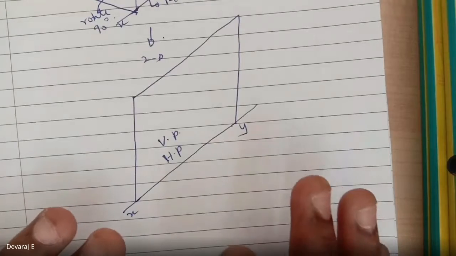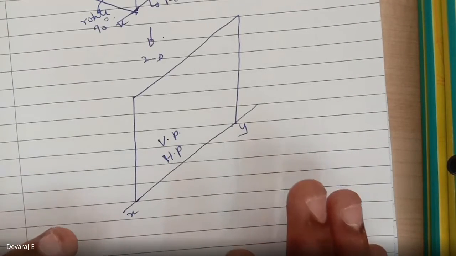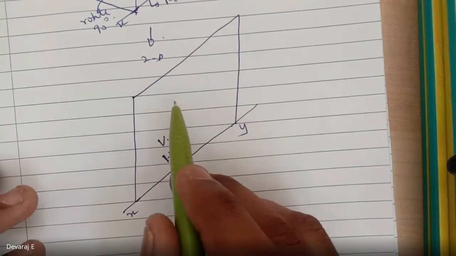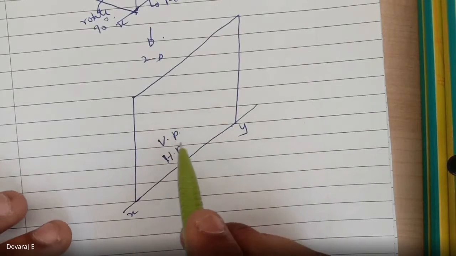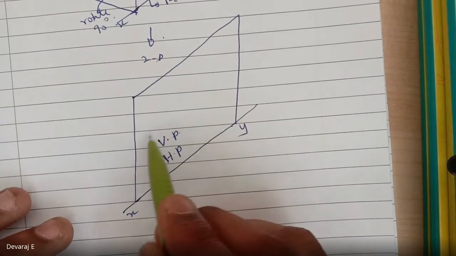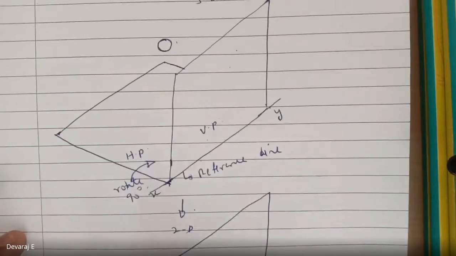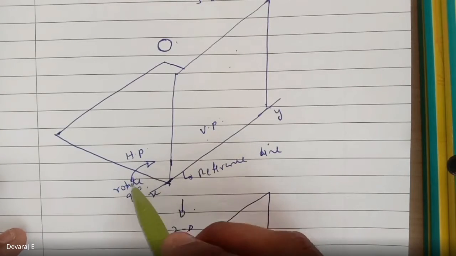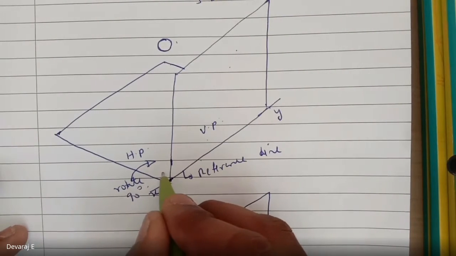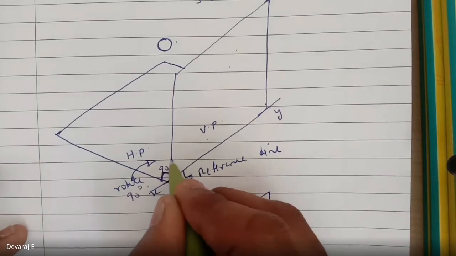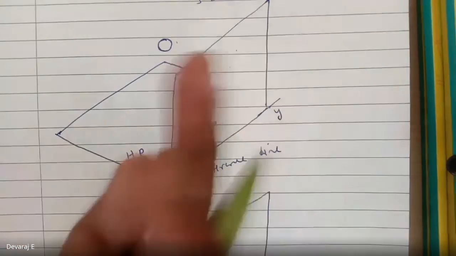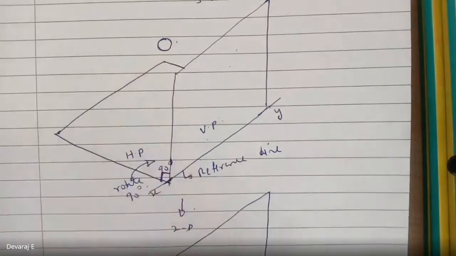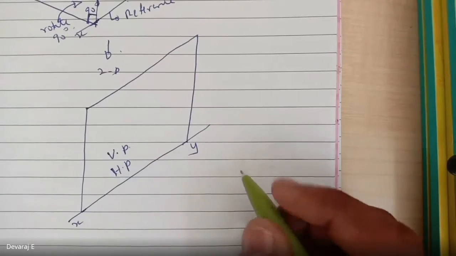This is very important. Your VP as well as HP, the front view and top view, will be in the same plane, because we rotate HP by 90 degrees clockwise. Always remember this is 90 degrees. When you rotate this, both planes converge. So your front view and top view will be like this here.